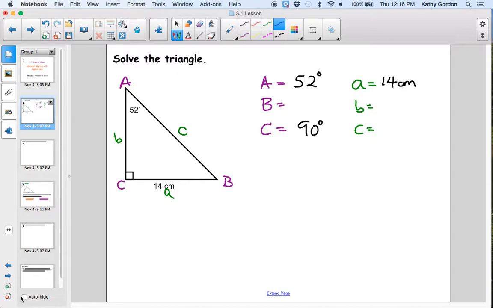So we know from geometry, or at least I hope you remember, that the 3 angles of a triangle have to add up to 180 degrees. So if I already know 2 of them, it should be pretty easy to come up with the third one, right? So angle B is going to be 180 degrees minus the 90 and the 52, which together give me 142. And so angle B is going to be how much? 38 degrees.